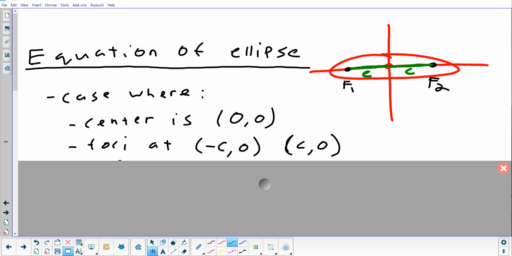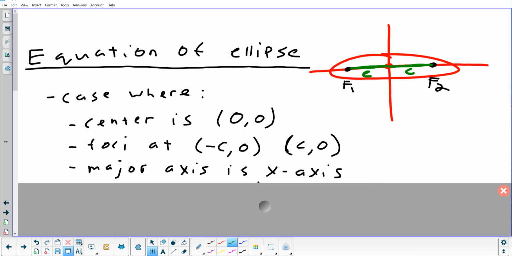But C is the distance from the center to the focus. That's important to remember. So C is the distance from center to the focus.